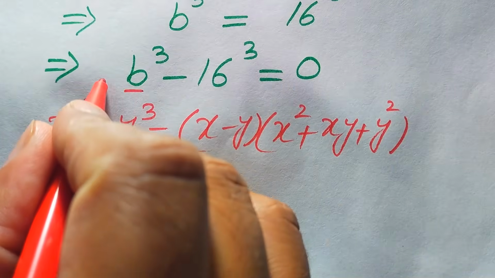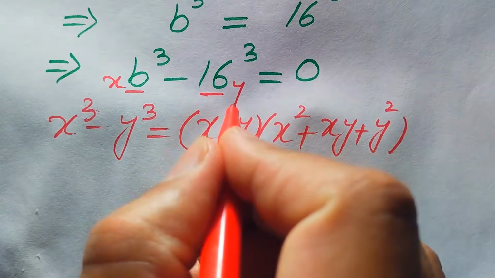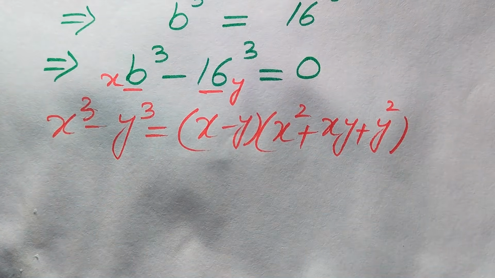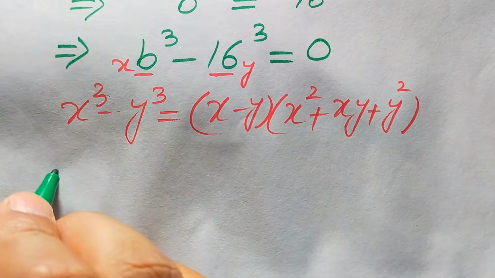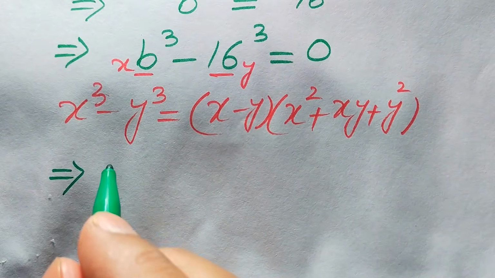According to this, you see here the base of this term is our x and the base of this term is our y. So we substitute the values of x and y into the below formula, and according to this it will be written in this form.